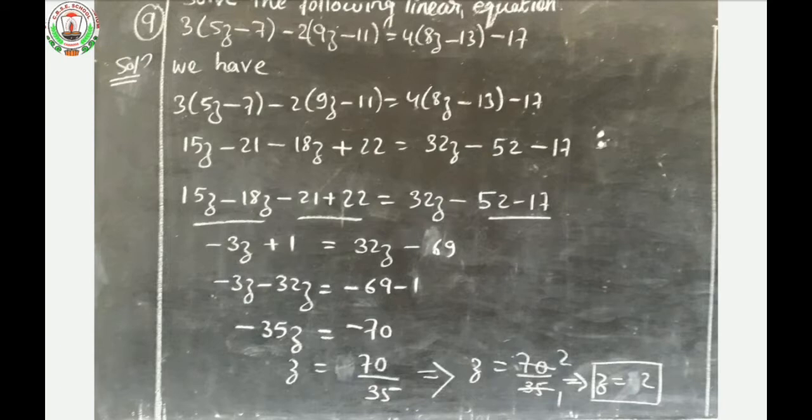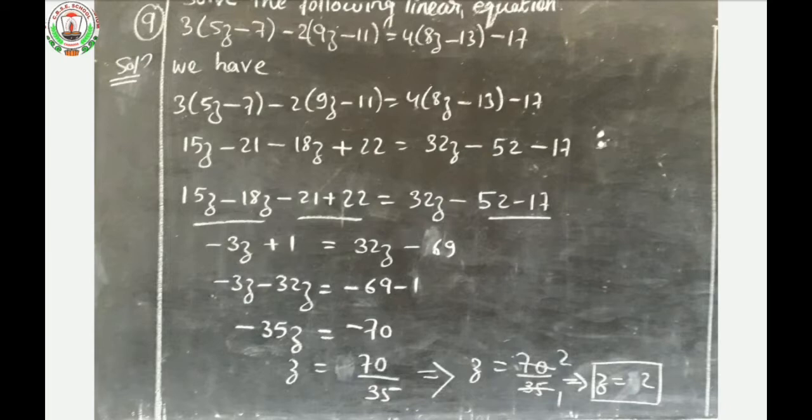In the same way, minus 2 will be multiplied with 9z minus 11, isn't it? So 2 into 9 is 18, and minus and plus will become minus, so minus 18z. Then again minus 2 will be multiplied with minus 11. Minus and minus will become plus, and 2 into 11 will be 22.